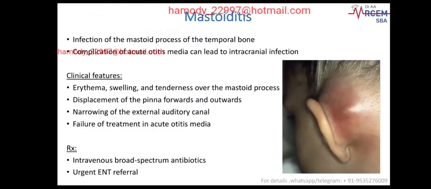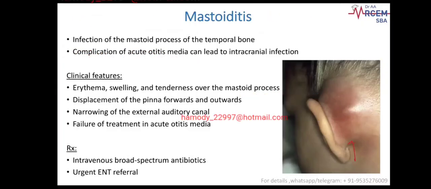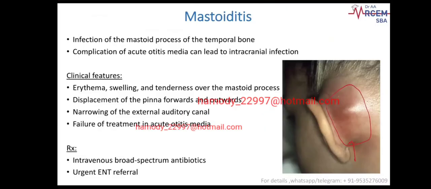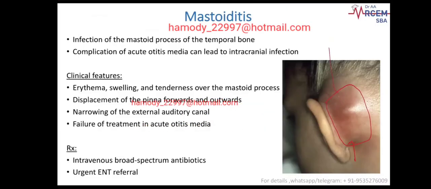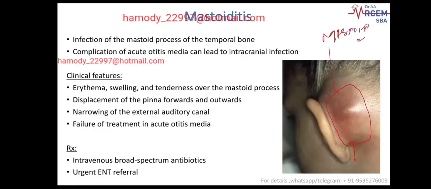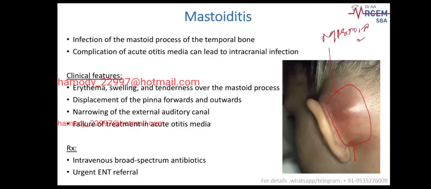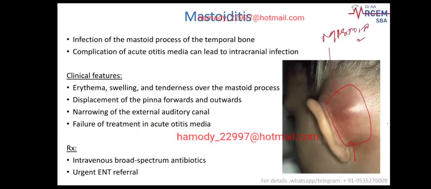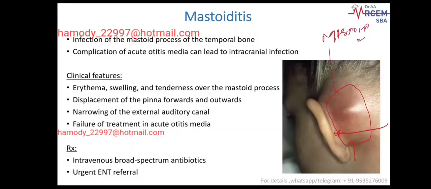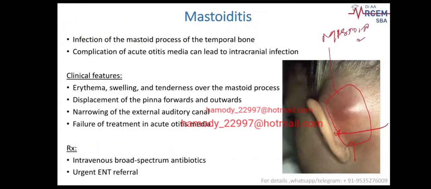Mastoiditis. Mastoiditis is the infection of the posterior part of the ear. To be more precise, behind the ear, there is a part of the temporal bone known as the mastoid. If this gets inflamed or infected, then we call it mastoiditis. Okay. Due to this infection, what happens? It pushes the pinna forward and outwards. That is important. It pushes the pinna forward and outwards.